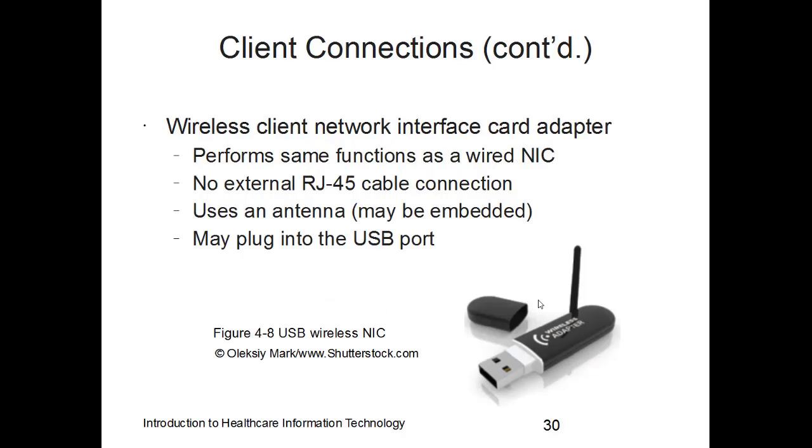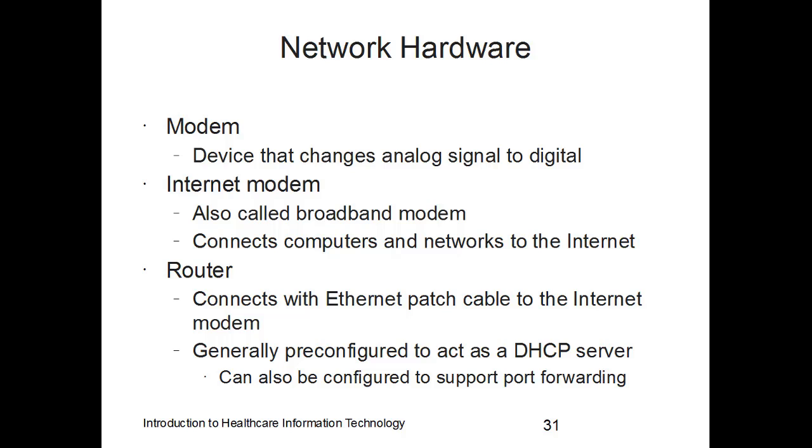You can also use a wireless client network interface card adapter. It performs the same function as the wired NIC card, but there is no external RJ45 cable connection. And this uses an antenna, which may or may not be embedded into the adapter itself, and it may plug into a USB port directly. Some other hardware that could be used: a modem. This is a device that changes an analog signal to a digital signal. An internet modem, also called a broadband modem. This will connect computers and networks to the internet.